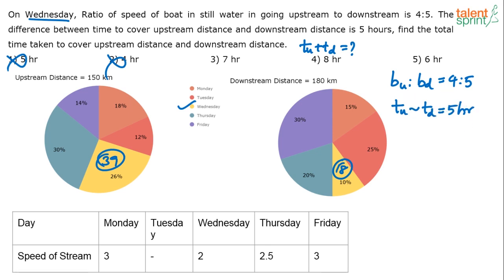You understand? When the difference is 5, how can the sum be 5? The difference of two values is 5. Can the sum of those two values be 5? Not possible. Can it be less than 5? Not possible. See, the difference itself is 5.